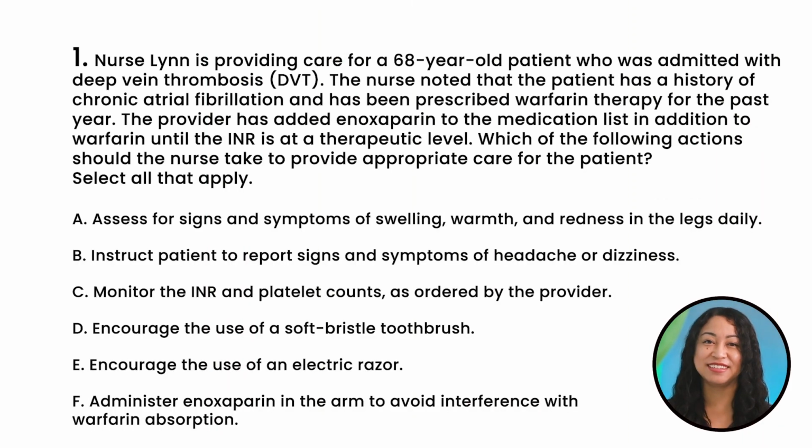Question 1. Nurse Lynn is providing care for a 68-year-old patient who was admitted with deep vein thrombosis, DVT. The nurse noted that the patient has a history of chronic atrial fibrillation and has been prescribed warfarin therapy for the past year. The provider has added enoxaparin to the medication list in addition to warfarin until the INR is at a therapeutic level. Which of the following actions should the nurse take to provide appropriate care for the patient?